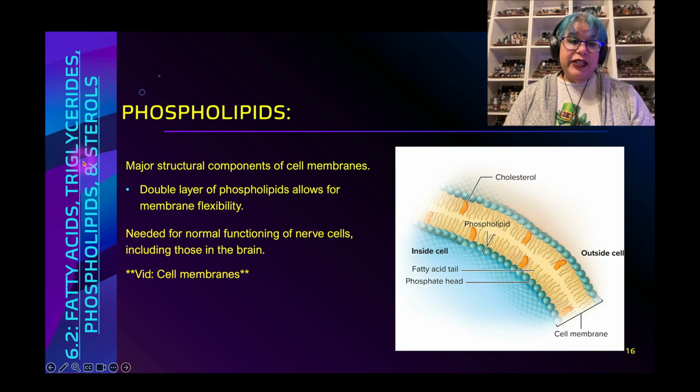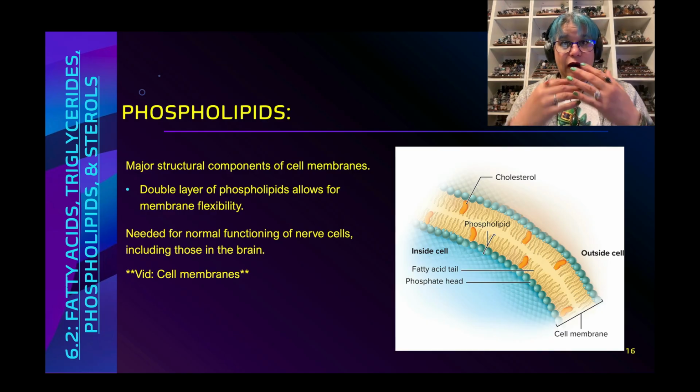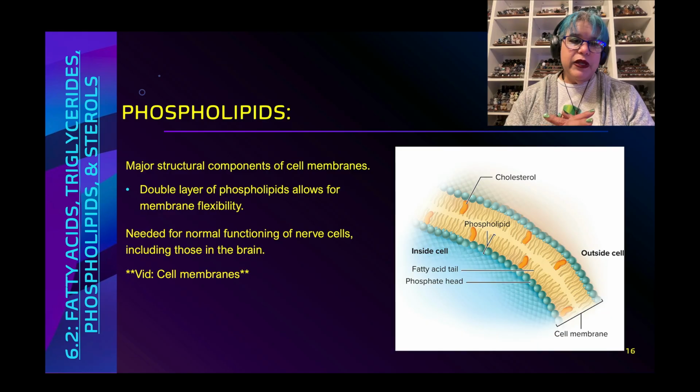So phospholipids in general are going to be major structural components of our cell membranes. Every cell in your body, the outside of that cell is made out of phospholipids. Other things too, but phospholipids are kind of the main component. So we've got this double layered phospholipid membrane.